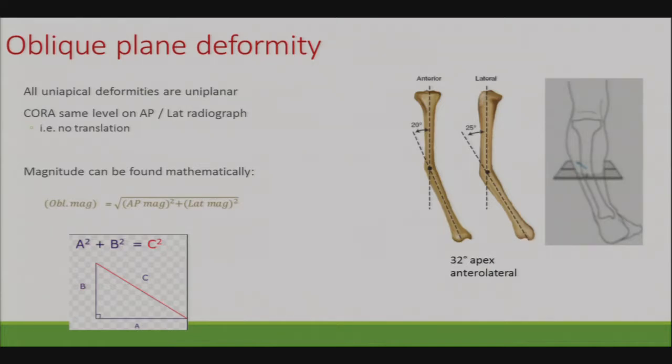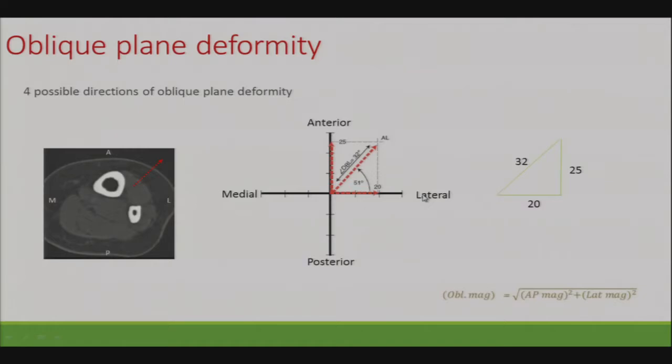Let's look at this patient, for example. This is an AP of the tibia. They have 20 degrees apex lateral angulation. Does everyone see that? And then 25 degrees of apex anterior angulation. If you look at this in the transverse plane, this is the direction of the apex, somewhere in this direction. Does everyone agree with that?